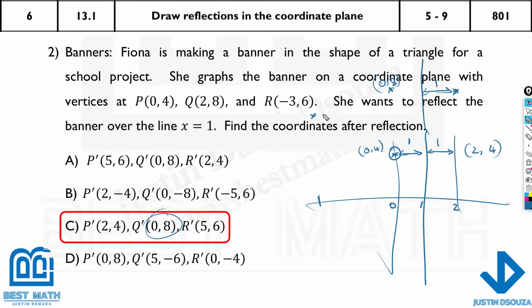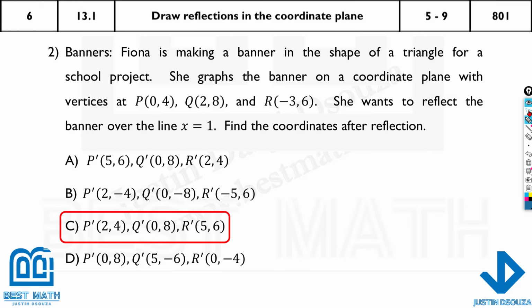So now, see, you need to count a lot. First, 6 is not going to change, that is staying the same. Minus 3 to 1, how much is the distance? Minus 3 to 1, it'll be 3 plus 1, it's 4. So you need to add 4 to 1, not to minus 3, because if you add 4 to minus 1, you'll reach 1. That is where it's reflected. So it's going to be 5 here, rightmost. Yes, that's the correct answer.